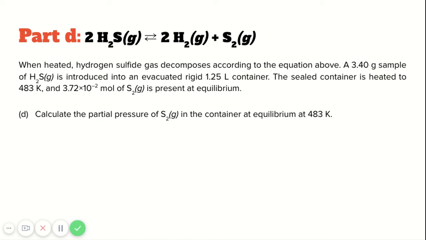Calculate the partial pressure of S2 in the container at equilibrium at 483 K. So, depends where your brain is right now. If your brain is, like, I just found Kc, I know Kc and Kp are related, I can find Kp, and I can work backwards to figure out what the partial pressure of S2 is. Yes, that would probably work. Yes, it will definitely work. But why go to all that trouble when you can just do the ideal gas law?